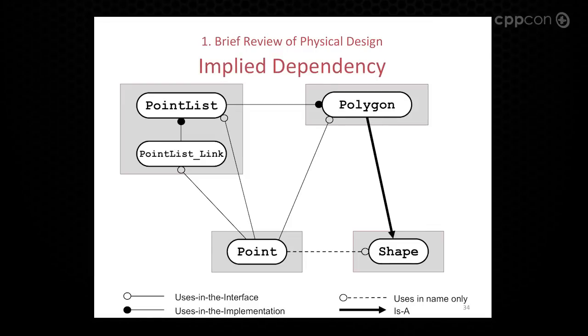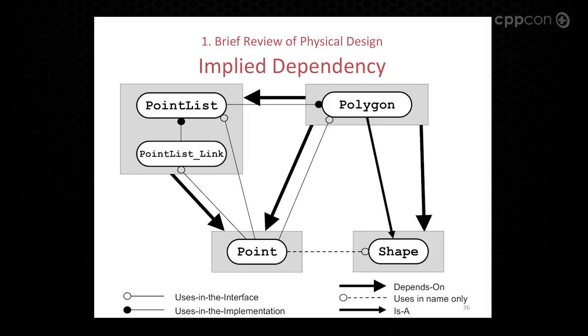All right, implied dependency. Once you have these logical relationships, you can infer from them the physical dependencies among components. So in this particular case, each one of those relationships, except uses in name only, causes a physical implication. Notice that these arrows are from box to box because boxes are physical and the bubble things are logical.